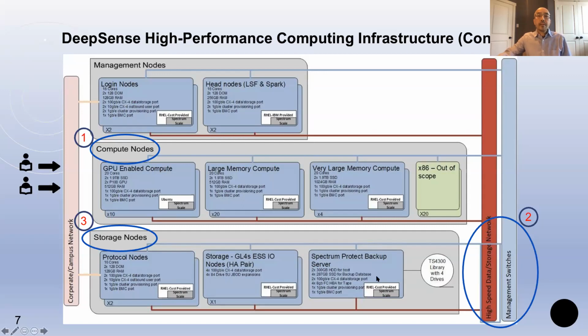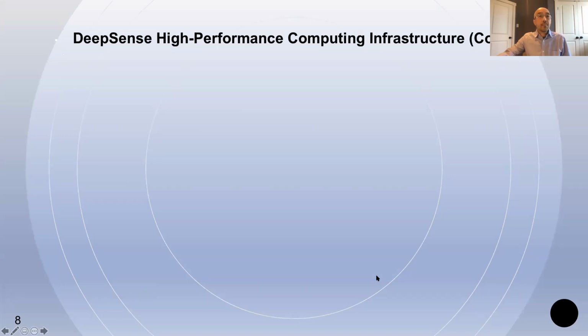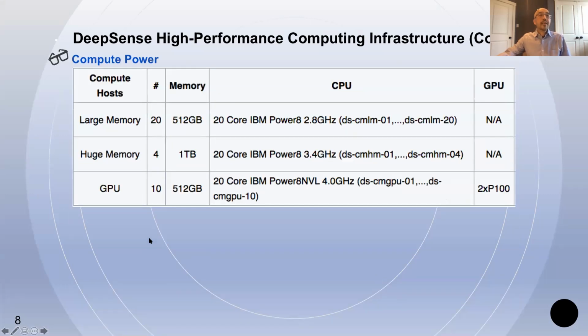So now let me give you more details about the compute power we have. We have three kinds of compute hosts. The first one is a large memory machine. We have 20 of them. Each one has 512 gigabytes of memory. And huge memory machines, we have 4 of them. Each one has 1 terabyte of memory. That is huge. And the GPU machines, these are the workhorse for AI projects. We have 10 GPU machines, and each has 2 NVIDIA Tesla P100 GPU cards.